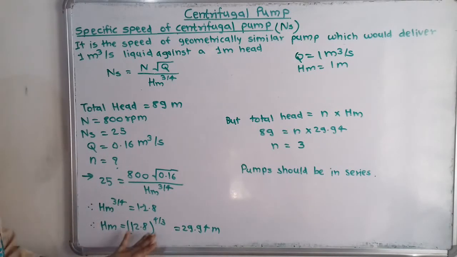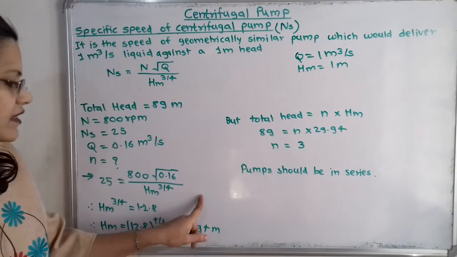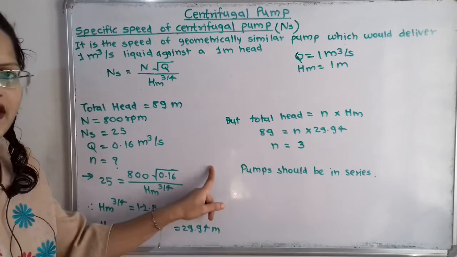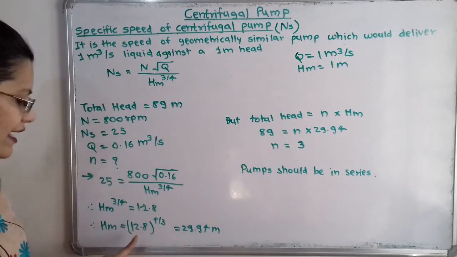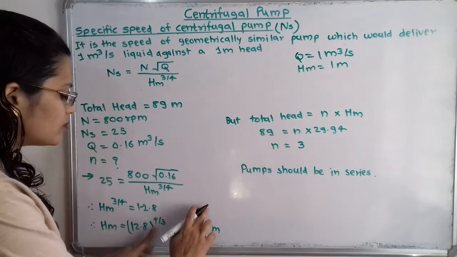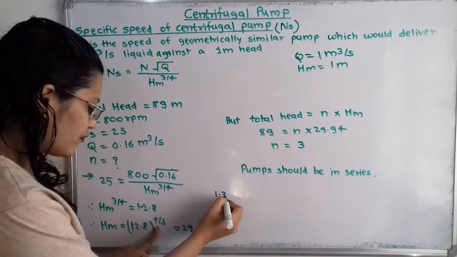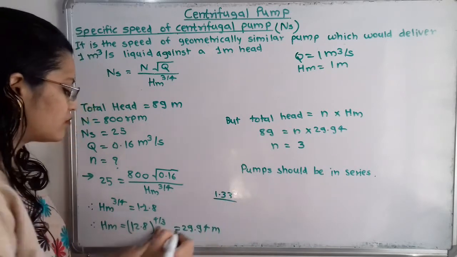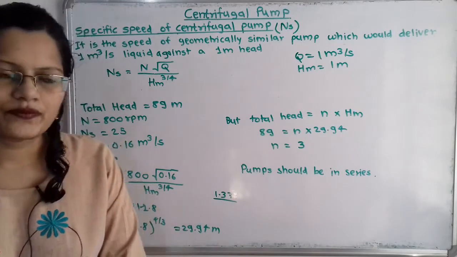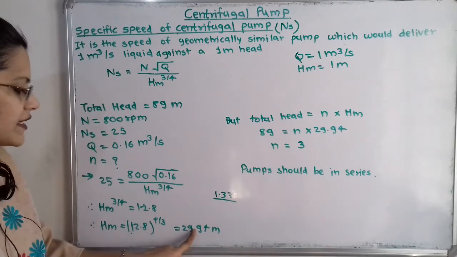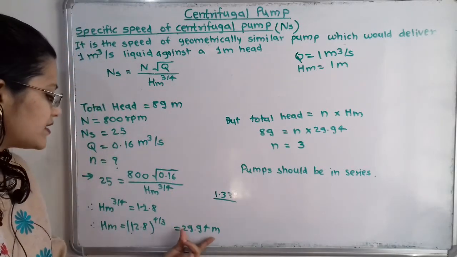With the help of a calculator we have to solve this. In the calculator you can take 12.8 raised to the bracket 4 divided by 3, or you can simply take 12.8 raised to 1.33. Then we will get the answer 29.94 meter. So this is the value of Hm.